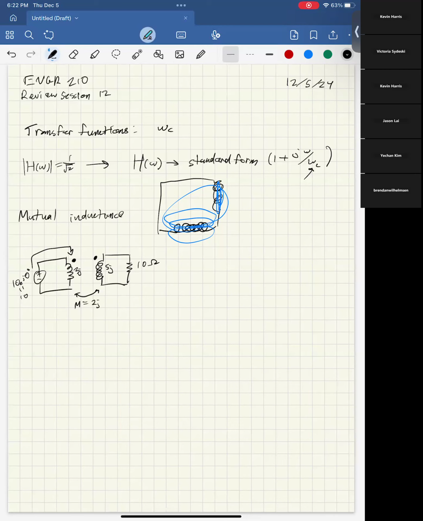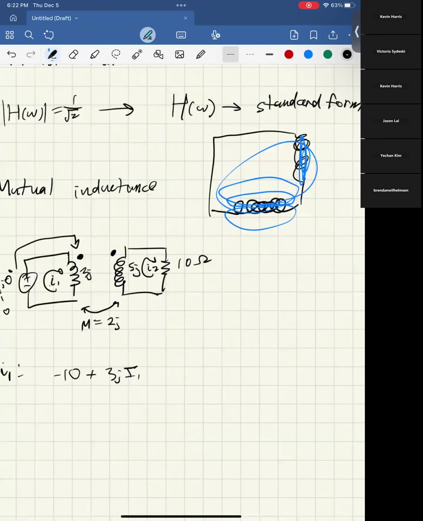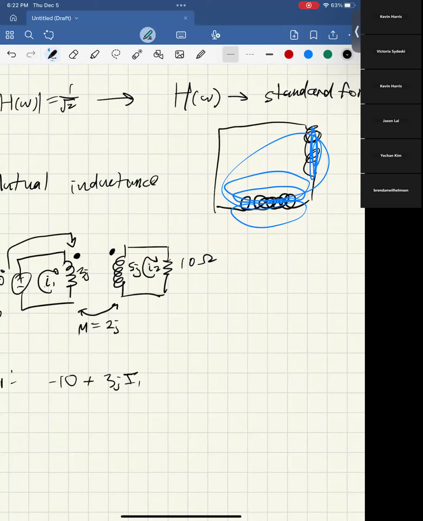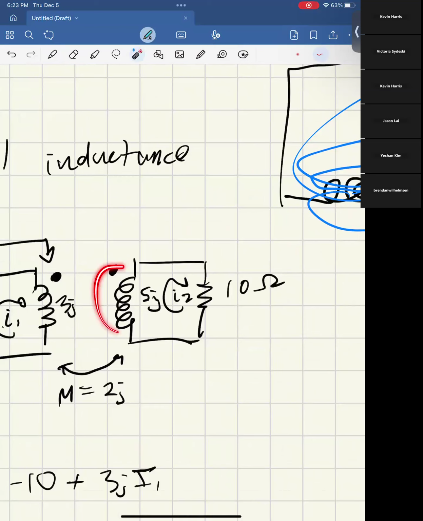I think the easiest way to explain this is to do a KVL loop, like you were doing mesh current. So if we call this I1 and this I2, then around I1 we have negative 10 plus 3j I1. And then the way that we account for this other inductor is we say, okay, this inductor has some current flowing through it like that. We've defined I2 as flowing through it like that.